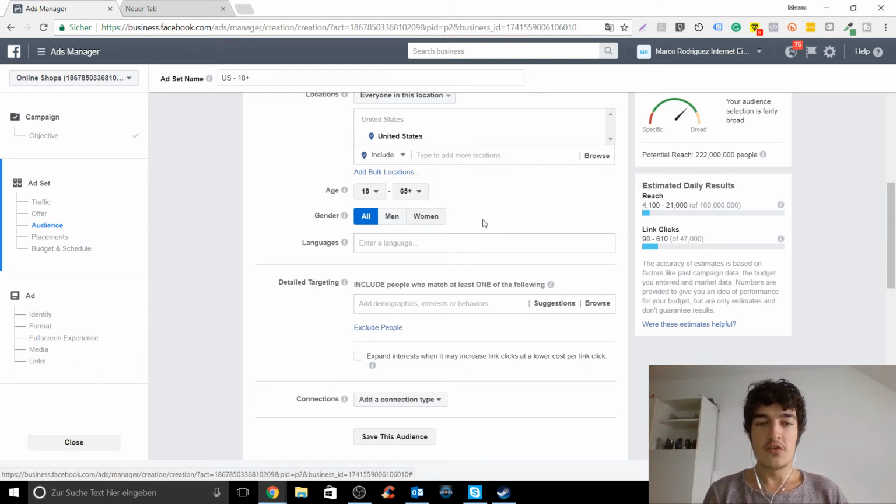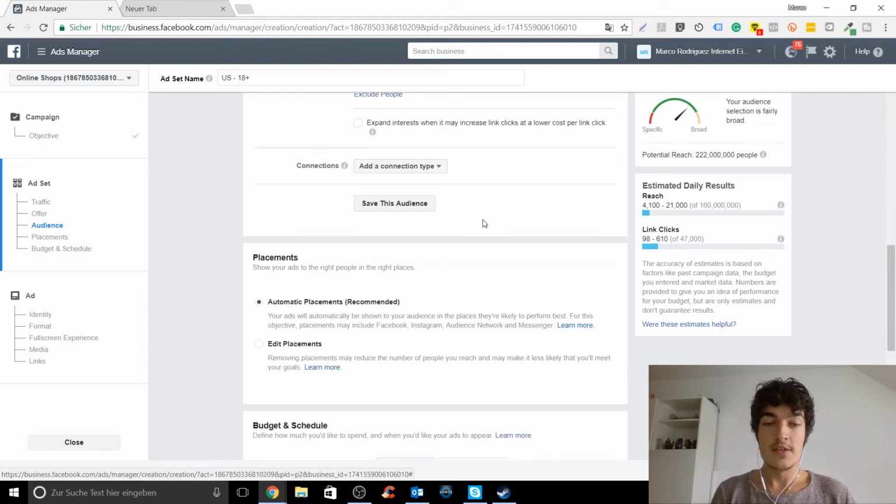So you should go with 2 ad sets or 2 audiences that are as different as possible, but while still making sense to you, so that you still think both audiences could be promising for your product.